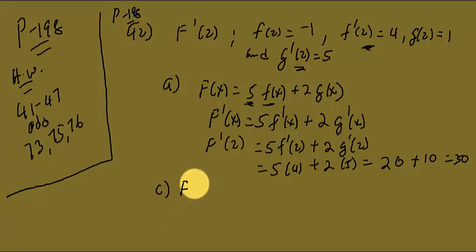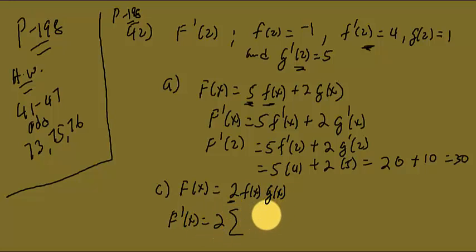C is f of x is equal to 2 times small f of x times g of x. When I take the derivative of this, my 2 is just a coefficient. So f prime of x is going to be 2 times all that. I'm just going to pull the 2 outside to get it out of the way. This is a product, so I'm going to use product rule. First times derivative of the second plus second times derivative of the first, and that is the derivative.